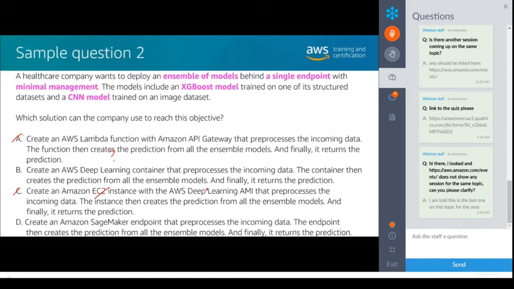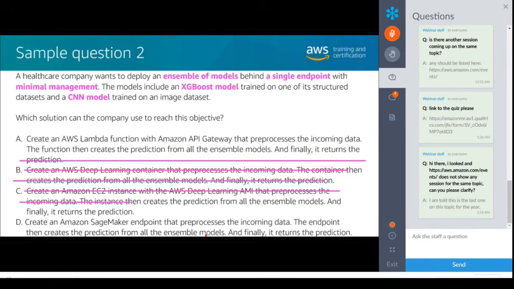So the container predicts from all ensemble models. So it really seems like B might be the best choice because we only have one container, right? Whereas here it sounds like we're trying to feed it to multiple models, and an endpoint can't do that. So you need to know with an endpoint, your call gets sent to one of your models.